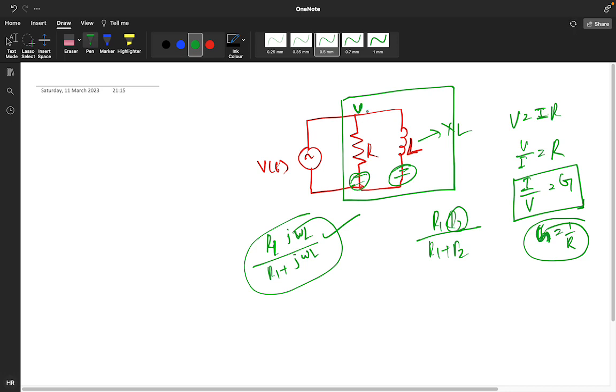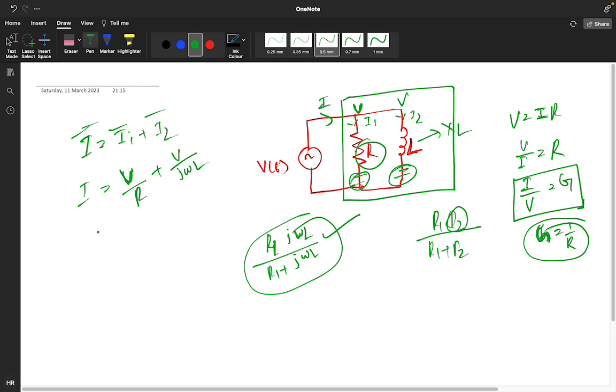So we can write like this. This V here and this particular V, all are the same V only. Your overall current is equal to I1 plus I2. This is I, this particular branch current is I1 and this particular branch current is I2, in phasor form. So what is I1? I1 is equal to V by R. And what about I2? V divided by j omega L.